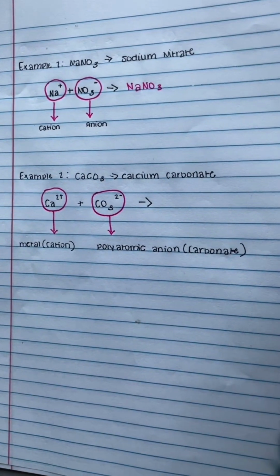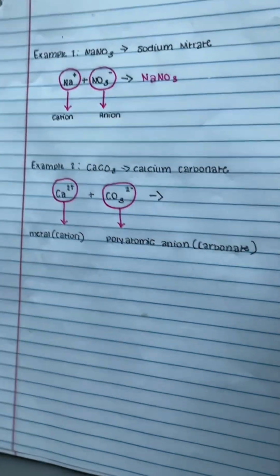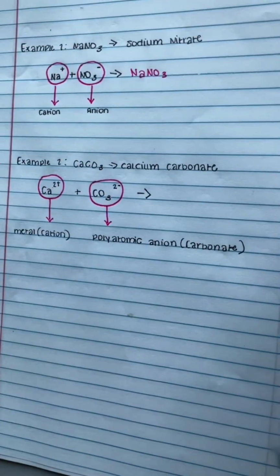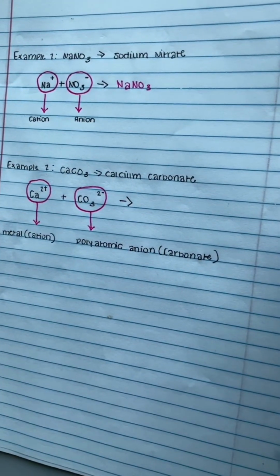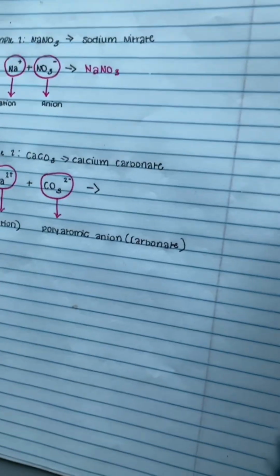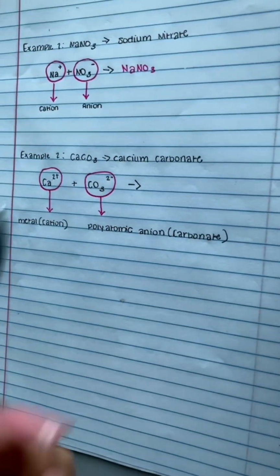NaNO3. For example 2, we're going to do calcium carbonate. Calcium forms a positive 2 ion, and carbonate is a polyatomic ion with a negative 2 charge. When they combine, one of each balances perfectly to form calcium carbonate. We always want to name the positive ion first, then the negative ion, even if the negative ion is polyatomic.